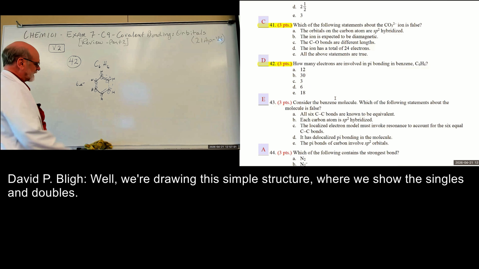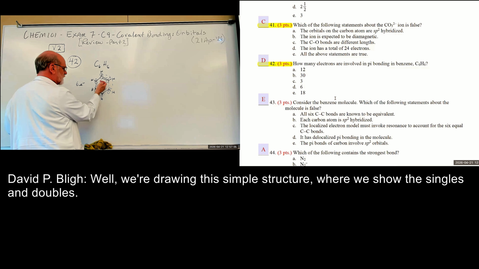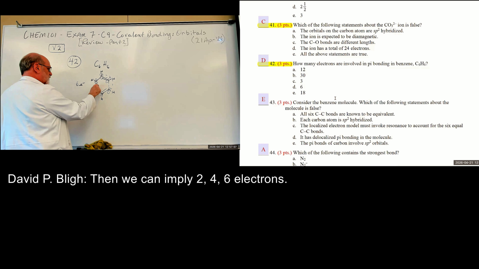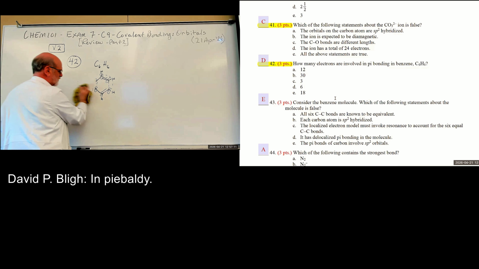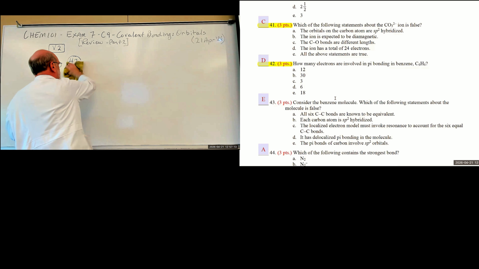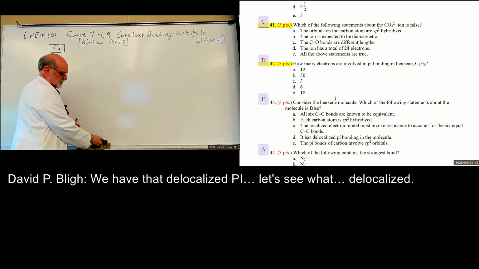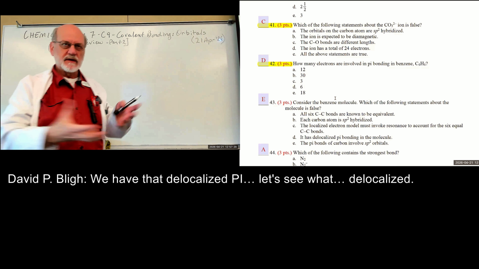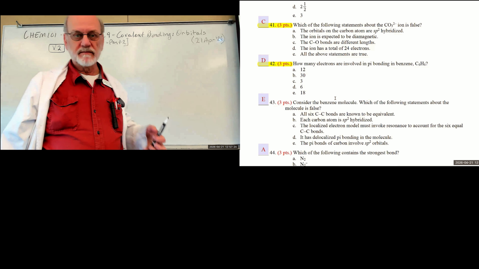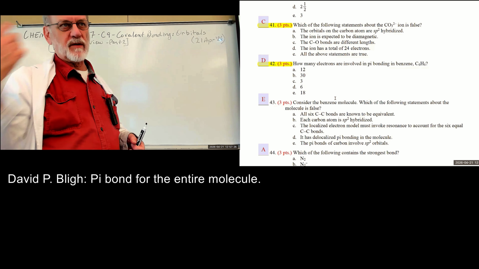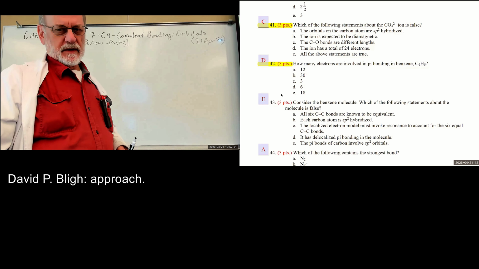When we draw out this simplest structure where we show the singles and doubles, then we can imply 2, 4, 6 electrons in pi bonding. But we know reality is a bit different than that. We have that delocalized pi bond for the entire molecule. It's kind of a hybrid approach.